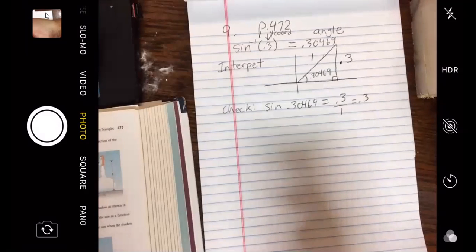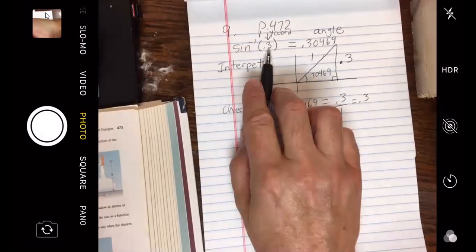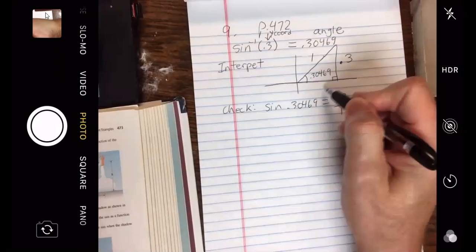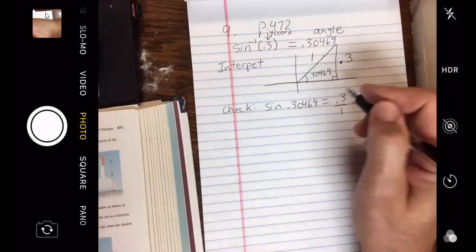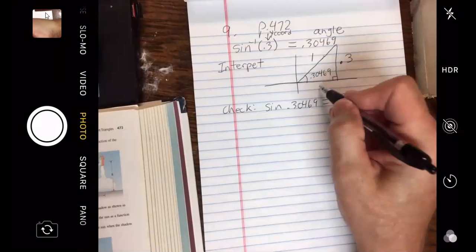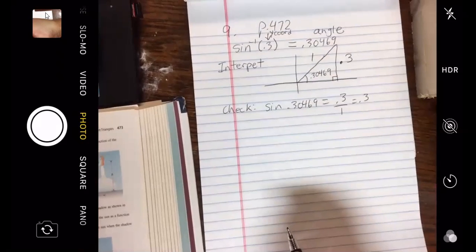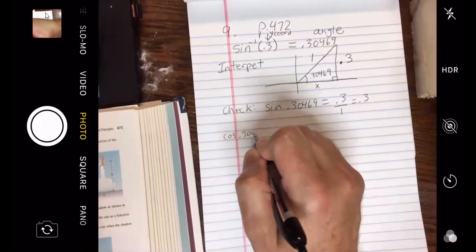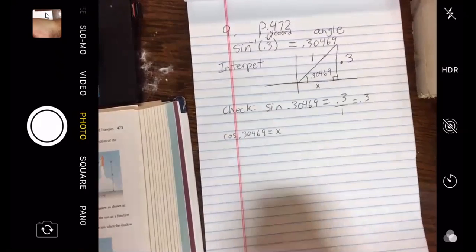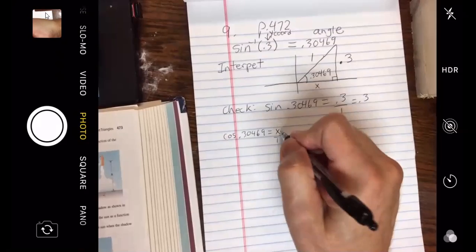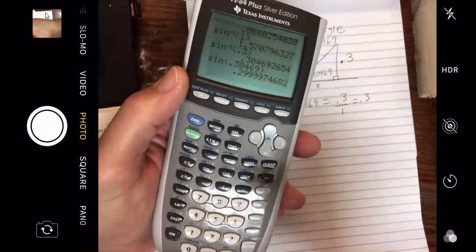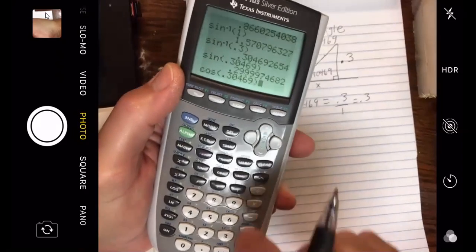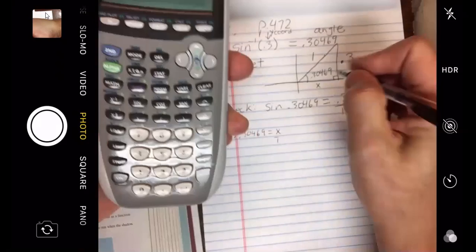And arc cosine would give you an angle, and this would be an x-coordinate, and arc tangent would be the ratio of the two. I could also ask you what the x-leg is. You can do it by Pythagorean theorem. You could also do it by cosine. The x-leg, cosine of 0.30469 would be x over 1, which is just x. So if I took the cosine of 0.30469, 0.9539.